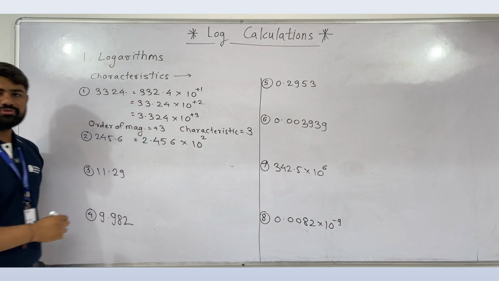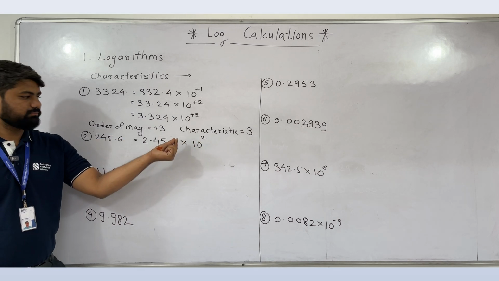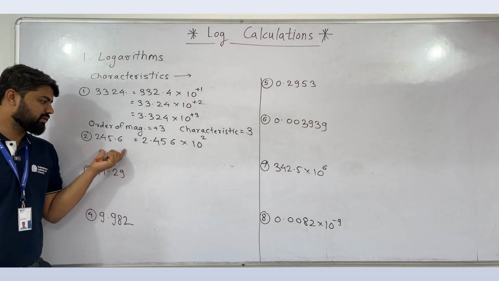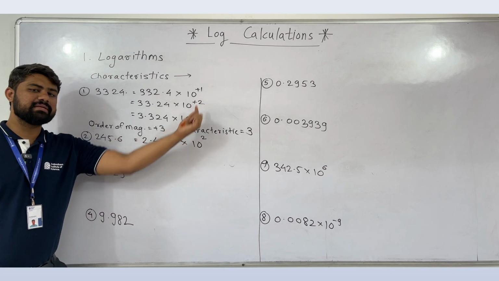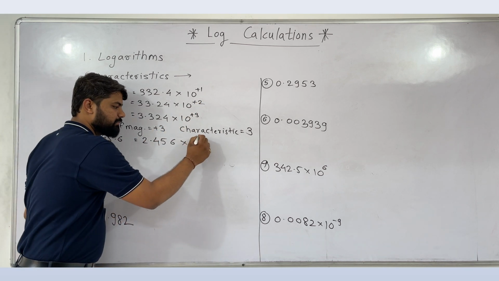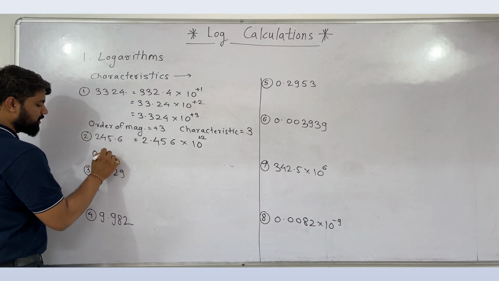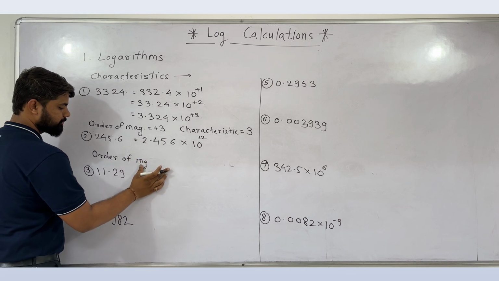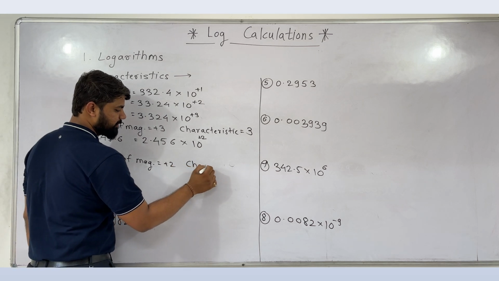But it can be plus 2 or minus 2. So, how to decide the sign of that power? See, we have reduced the value of this number to this. So, to maintain the equality, we have to increase this number. So, we will write plus 2. And this plus 2 will become our order of magnitude. And also the characteristic will be 2.